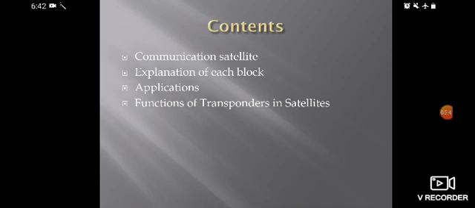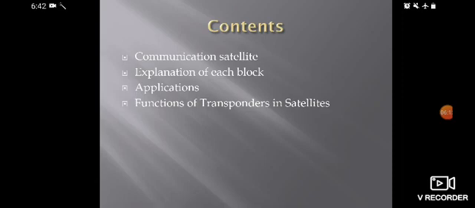So in this session I am going to talk about what a communication satellite is, its block diagram, and I am going to explain each block of the communication satellite, what the applications of communication satellites are, and what the functions of transponders in satellites are. That is nothing but how it works, what the main function of the transponders in our satellites is.